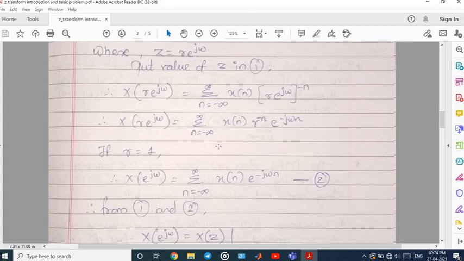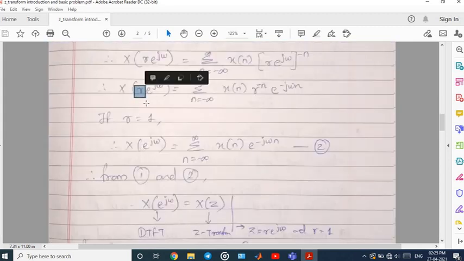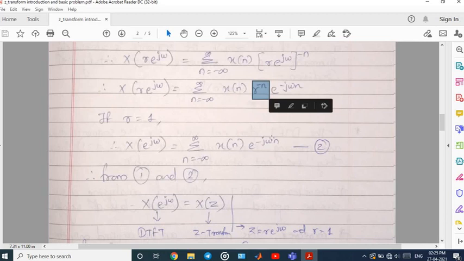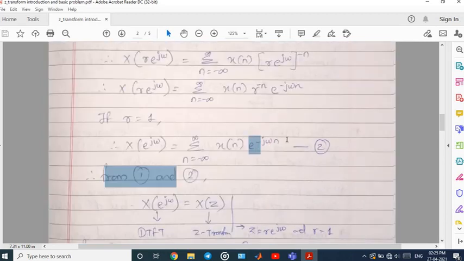Now, we know that r means the radius of the circle. So if r equals 1, then what happens? Then r to the power minus n will become 1, so only this term will remain. So X of e to the power j omega equals summation of n equals minus infinity to plus infinity, x of n as it is, and e to the power minus j omega n remains. Put this as equation number 2.